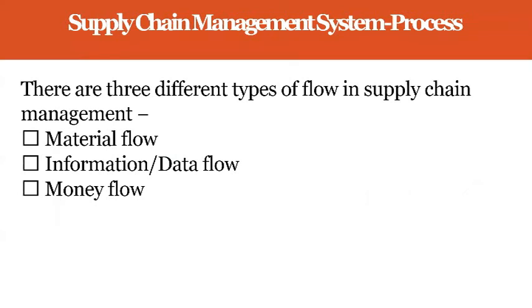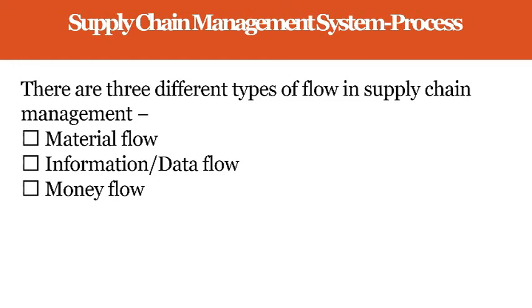Okay, so there are three different types of flow in supply chain management. So this is under the supply chain management process flow. We have the material flow, information or data flow, and the money flow. So for the material flow, it includes a smooth flow of an item from the producer to the customer. That is material flow.